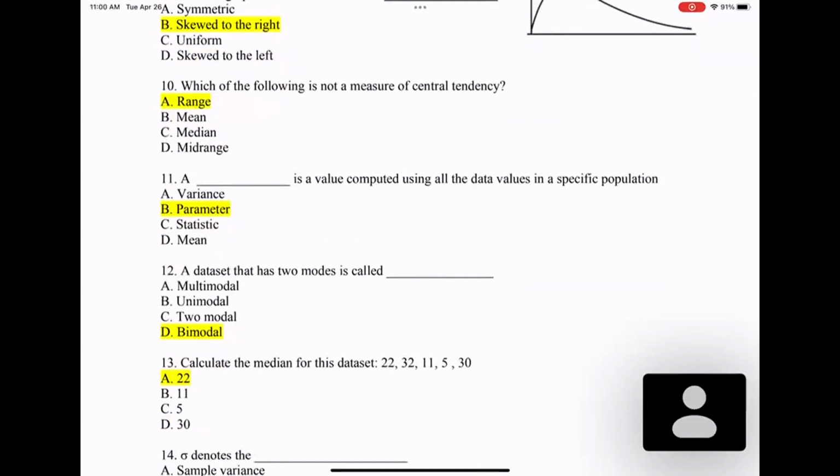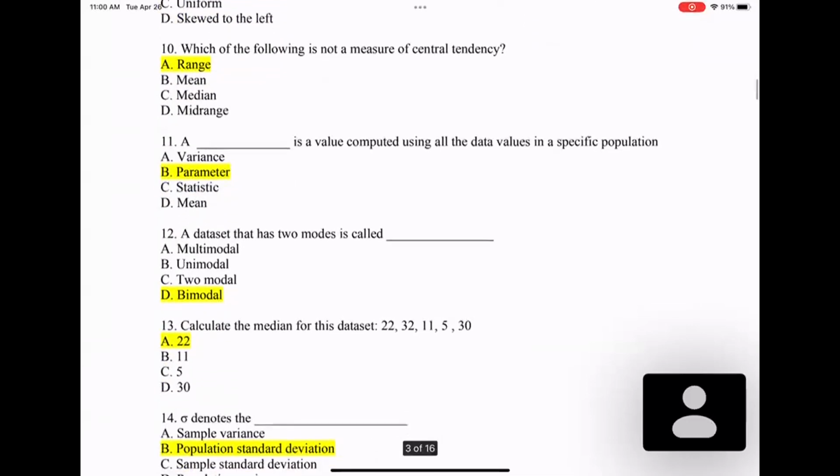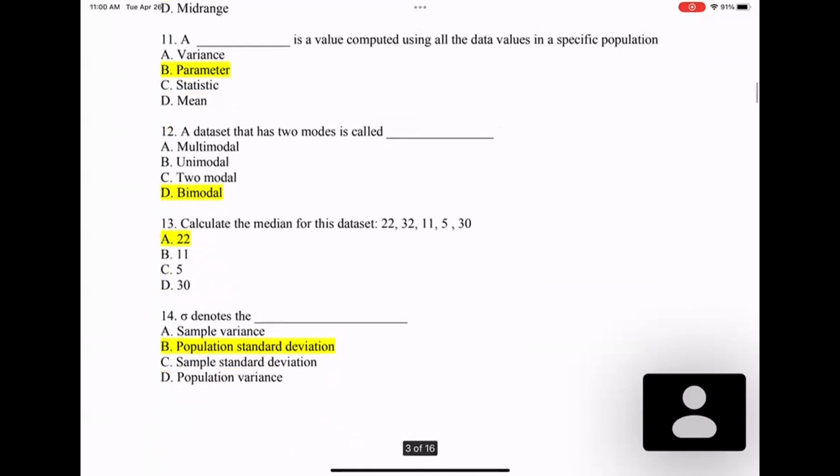Then a blank is a value computed using all the data values in a specific population. So that's just a parameter. If we use sample values to calculate, then what would it be? Yeah, statistic. A data set with two modes is called what? Bimodal. What if it has more than two? Yeah, multimodal.